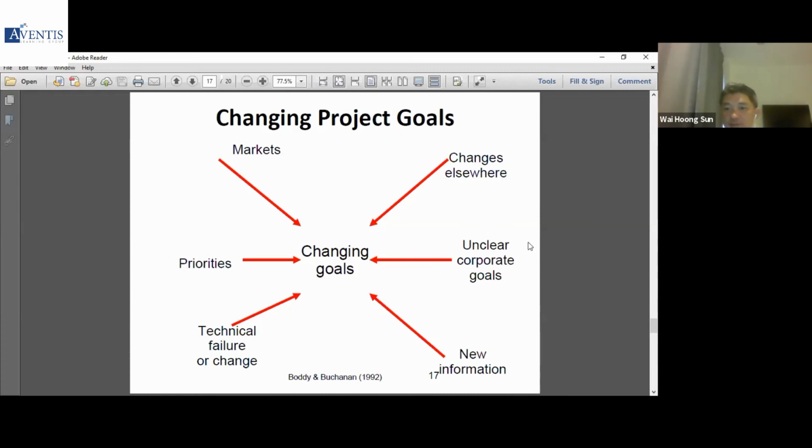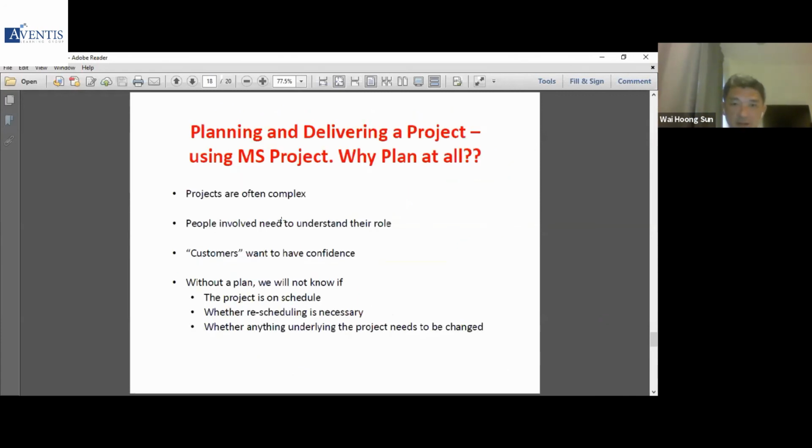Other things, right? Unclear corporate goals. Sometimes the corporate goals are not clear. The company is all over the place, right? Basically, the project is not aligned with the company. And also priorities, limited funding. So probably the company needs to concentrate on the top few projects that are important to them, and also changes elsewhere.